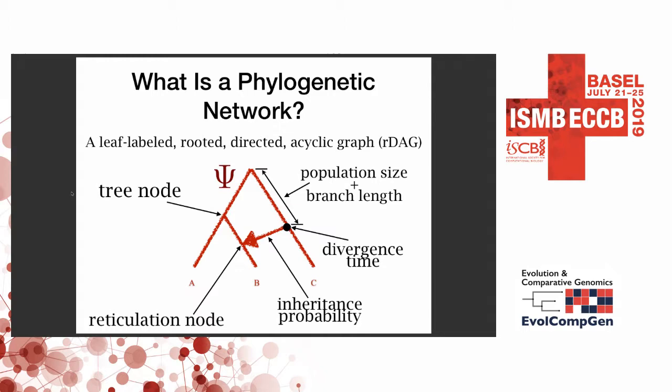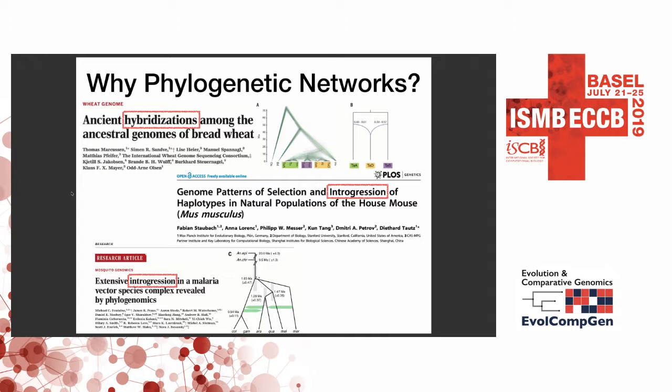Why do we care about phylogenetic networks? There are lots of papers that appeared many, many years ago and continue to appear about hybridization and introgression and the role that these play in speciation and adaptation of species and so on. Here are some examples of very recent papers talking about hybridization in wheat plants, hybridization in mice, hybridization in mosquitoes. Of course, there is hybridization in primates. There is a famous story about human and Neanderthal. All these kinds of examples fit within the framework of a phylogenetic network.